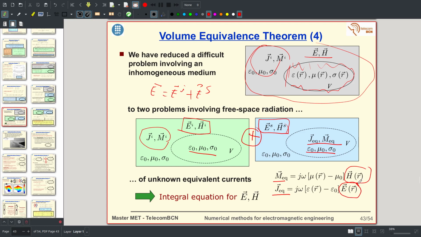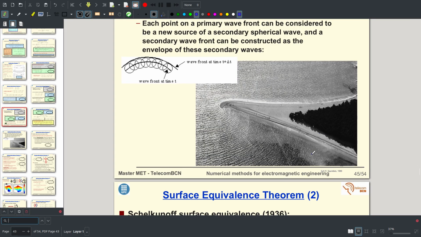So we want to compute these electric and magnetic fields, and in order to compute it, we have to sum the incident field, which is easy to compute. The incident field is easy to calculate because it's just the radiation of the impressed currents in free space. Okay, this is easy. But we have to sum the scatter field. The scatter field is not so easy because it's the radiation of some currents that depend on the fields that we want to compute.